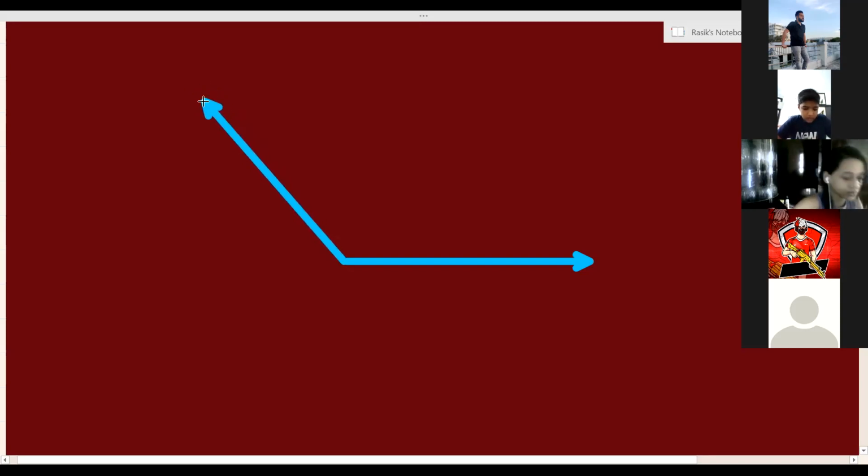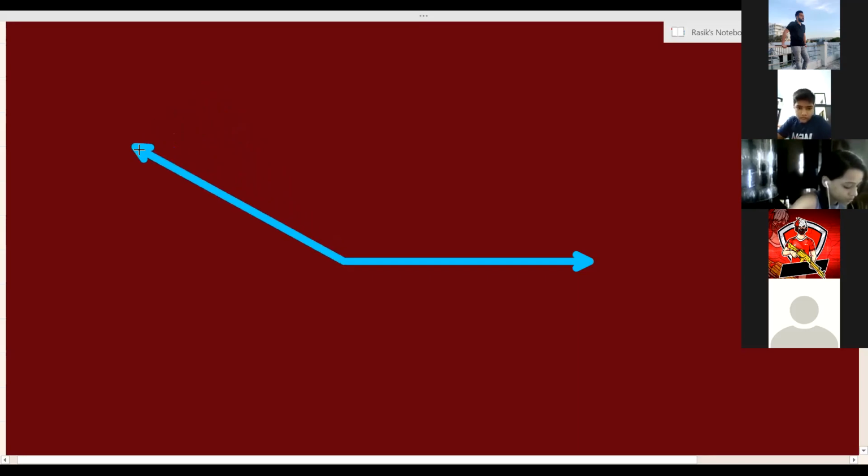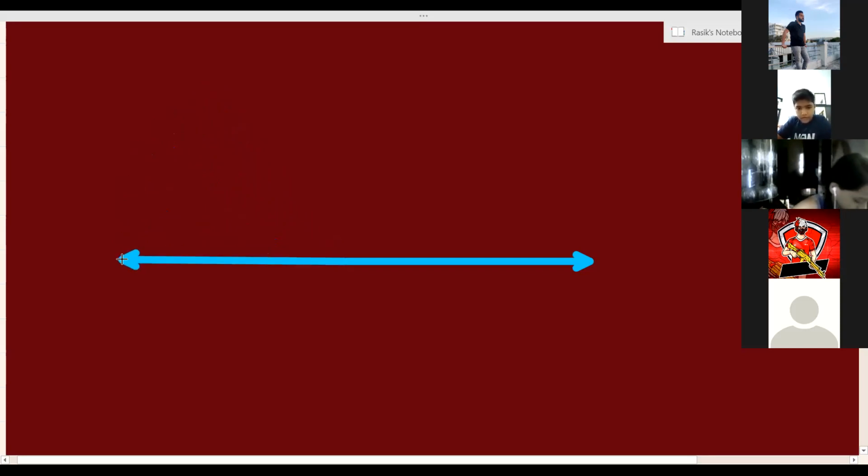Excellent. And now we went a little further beyond 90, 90 plus 90. How much is 90 plus 90? Straight angle. That means a straight line is formed, that is why it is called a straight angle. And what is the measure of this angle? 180 degrees. 90 plus 90 is 180 degrees.